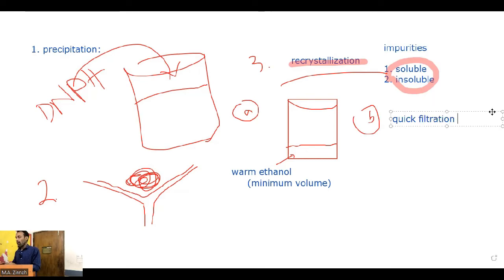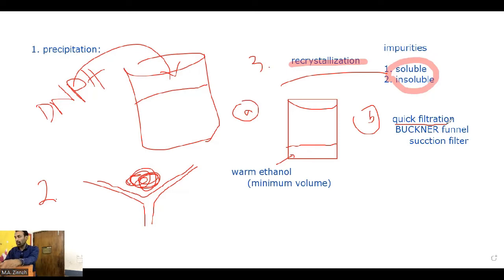Quick filtration by a Buchner funnel. A Buchner funnel is a specially designed filter. This is also known as suction filtration, suction filter. It is a kind of suction filter, meaning it sucks and filters quickly, understand? We have engineering here, so I will show you. And the main target is quick filtration.